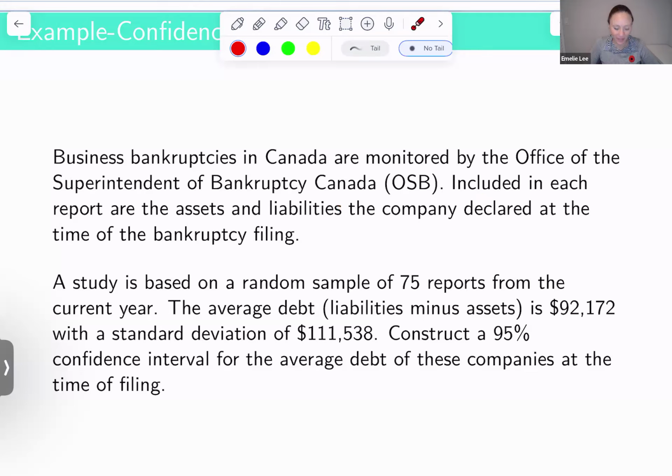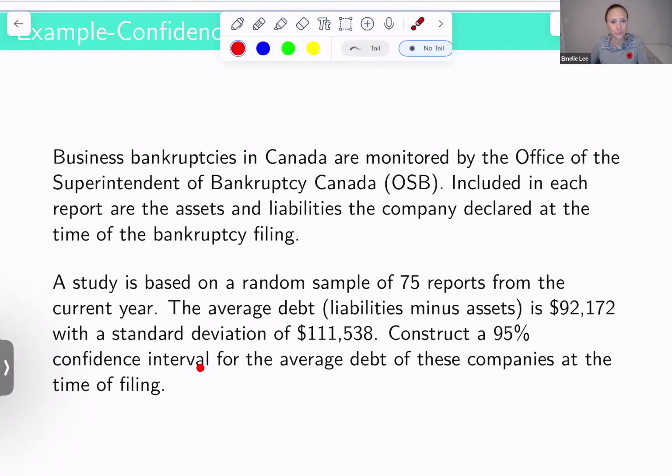Included in each report are the assets and liabilities the company declared at the time of the bankruptcy filing. Okay. A study is based on a random sample of 75 reports from the current year. The average debt, which is the liabilities minus the assets, is $92,172 with a standard deviation of $111,538. Ugh. We want to construct a 95% confidence interval for the average debt of these companies at the time of filing.